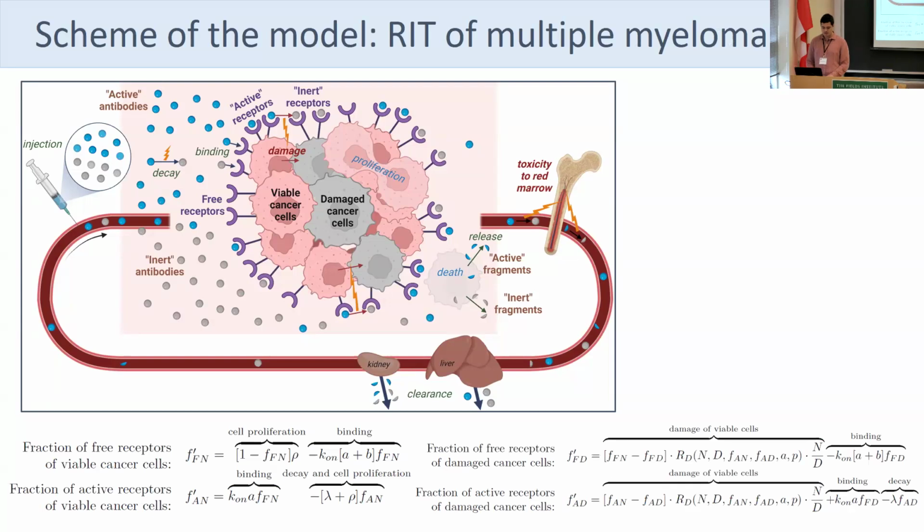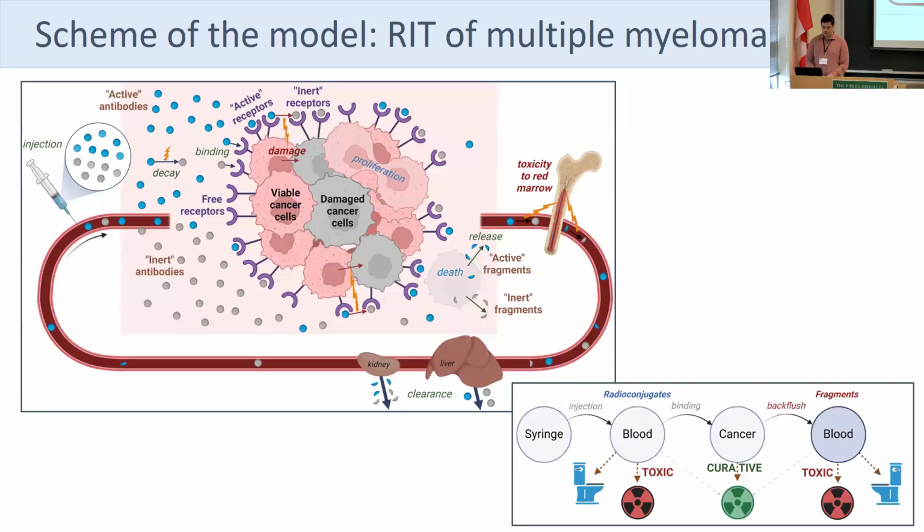Since the sum of fractions of 3 states on the same type of cell is always equal to 1, we can monitor only 2 states. These equations are obtained pretty straightforwardly, given that viable cells produce free receptors during proliferation. The binding of drug and nuclear decay affects the state of receptors, and the damage of cells changes the type of cells that the receptors are residing on.